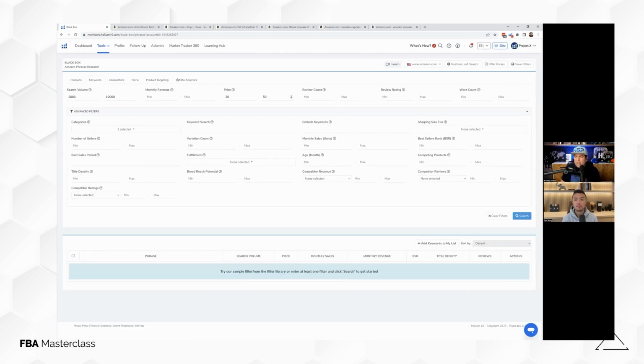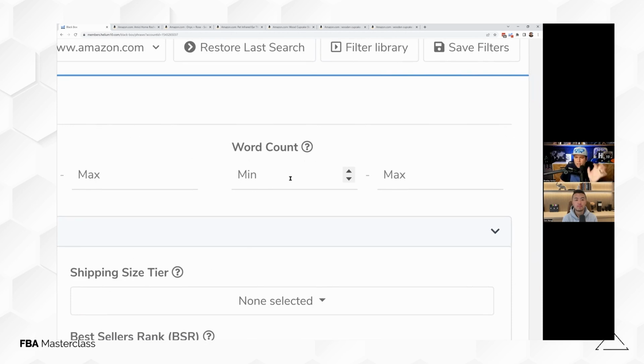And here's something that I like to do. For my keyword phrase, I like to put a minimum of 2. I don't like to look for opportunity on one word searches. Any idea, Tom, why I feel that way? I think it's just too broad. I mean, yeah, one word searches, you're going to get kind of everything and everything.